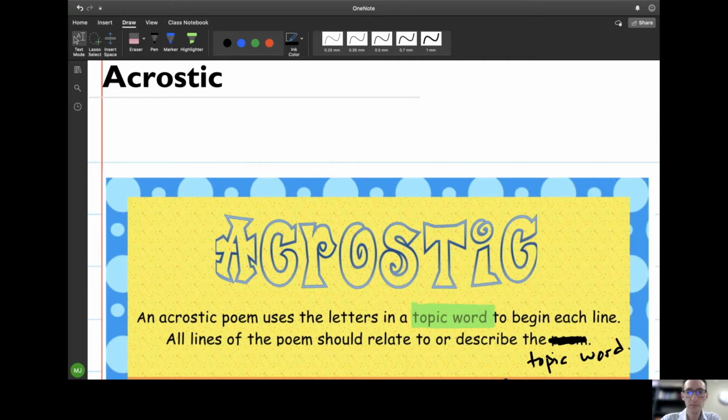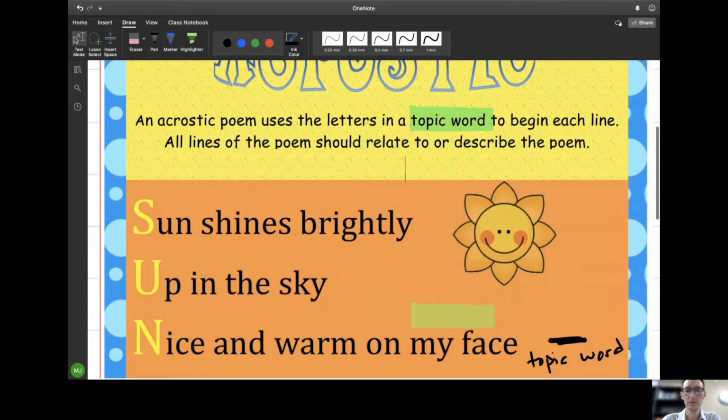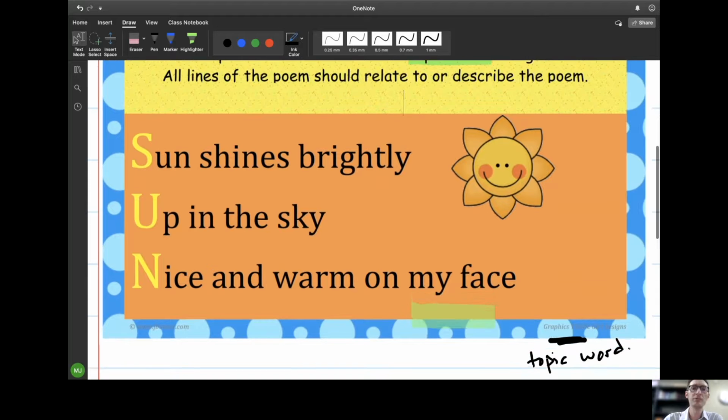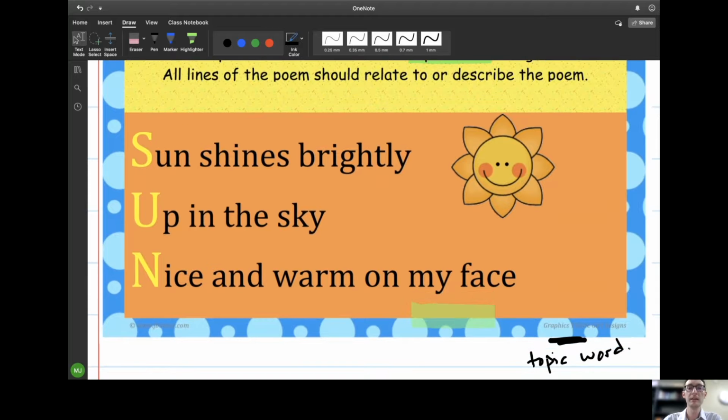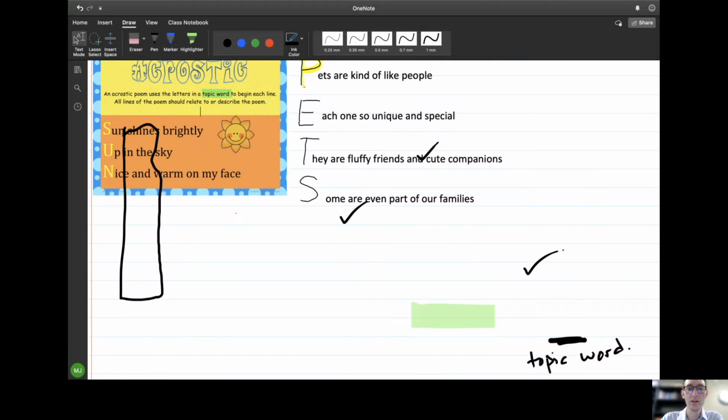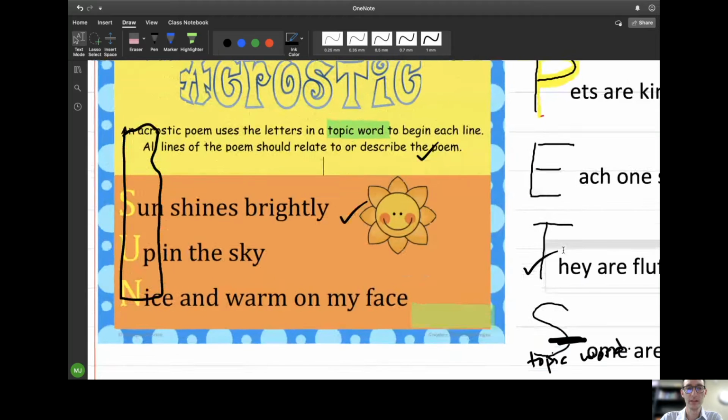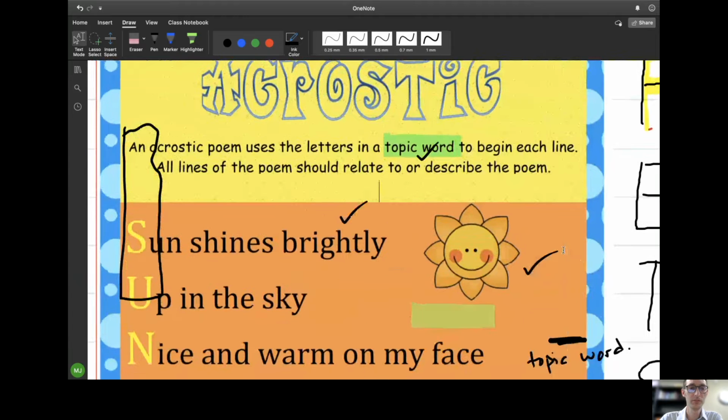All right, so that is an acrostic. Here's an example of an acrostic poem. This is a very simple, basic acrostic poem. And of course, the acrostic word is sun. Sun shines brightly up in the sky, nice and warm on my face. So there's an example of an acrostic poem.